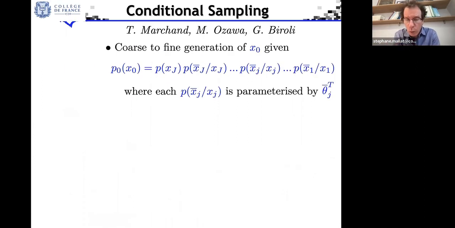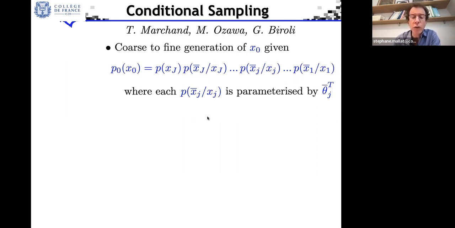Okay, now once you have this, what you can do is sample your field very quickly without suffering from any instability due to the fact that you may be close to the phase transition. How do you do that? You have expanded your probability distribution as a product.